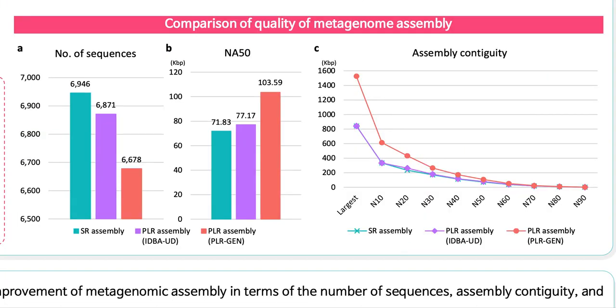Finally, to examine whether PLRs can improve the quality of metagenome assembly, a short-read only metagenomic assembly was constructed with metaSPAdes. When the short-read assembly was further assembled by metaSPAdes, the PLRs generated by PLR-GEN could reduce the number of sequences, produce longer contigs consistent with the known reference genome in the HMP dataset, and increase assembly contiguity compared with the short-read assembly.